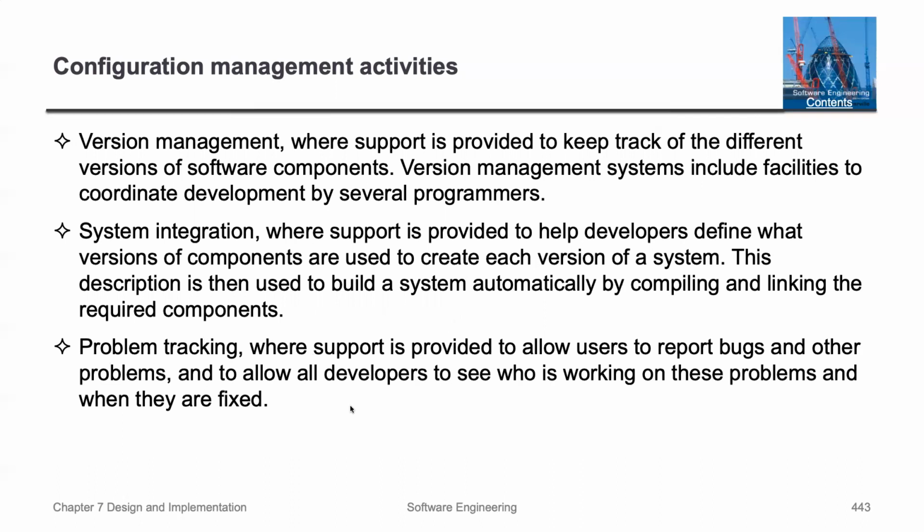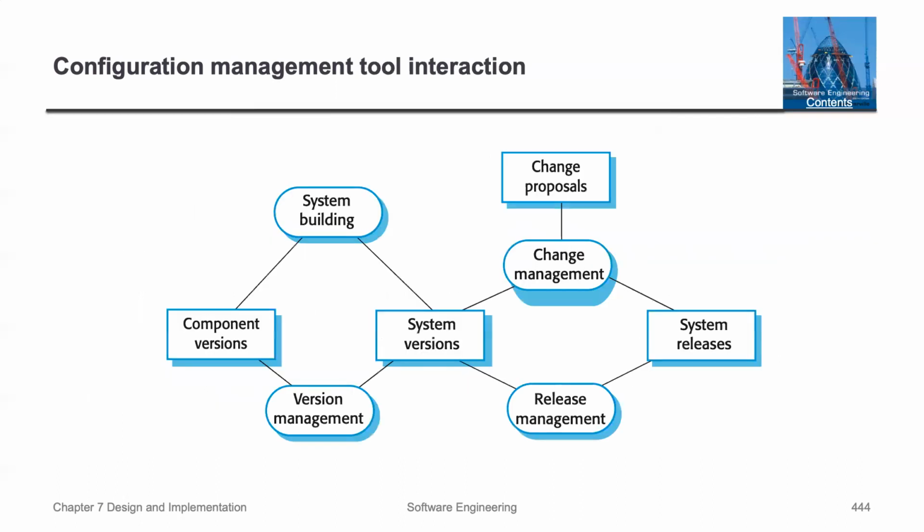Finally, problem tracking is where support is provided to allow users to report bugs and other problems and to allow all developers to see who is working on these problems and when they are fixed.